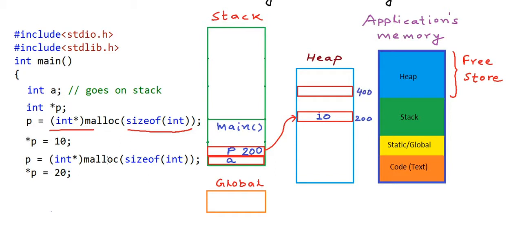Now the address that is returned by this second call to malloc, we store in the variable p. So p is now pointing to the address 400. The next line writes 20 at this address. We allocated one more block and we modified the address in p to point to this block.